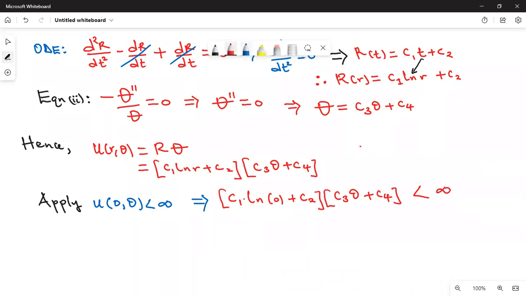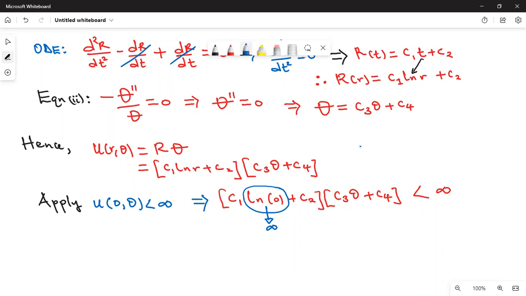Now, something very important. What is the natural log of 0? Natural log of 0 is infinity. C1 times infinity is infinity, plus any other thing is infinity. And infinity times any other value is still infinity. On the left-hand side, we have infinity. On the right-hand side, we have less than infinity.